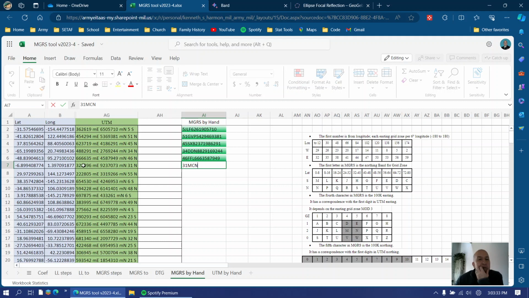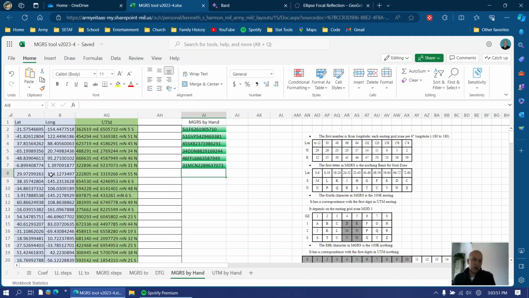Now we can grab 5 digits off of the easting and the last 5 digits off the northing. So that is 22896 and 37073. Whew. Okay. That's how we convert latitude, longitude with UTM into MGRS.